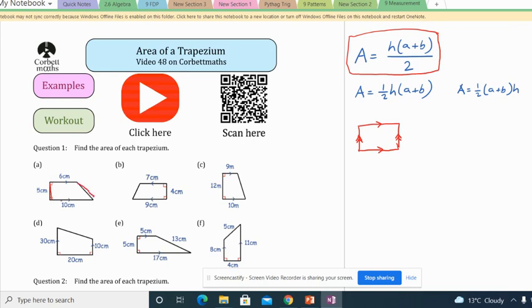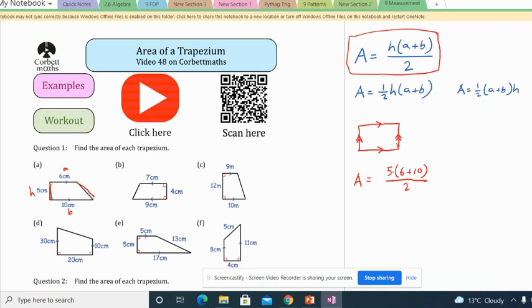A trapezium can only have one set of parallel sides, and then your other two sides, this one and this one, are not parallel. If we use this formula, H is always the height, so that's going to be the height there. A and B are the lengths of our two parallel sides. It really doesn't matter which way around, I could call that one A and that one B. So using this formula, the area for this one equals, the height is 5, A is 6, B is 10, and then divided by 2.